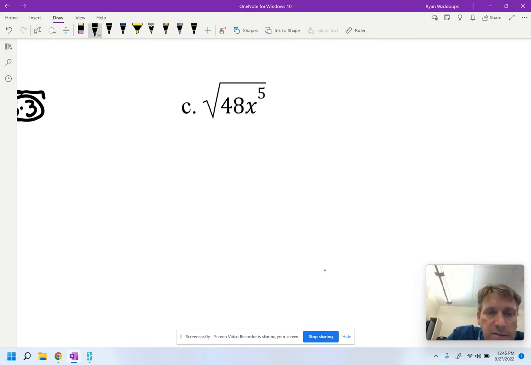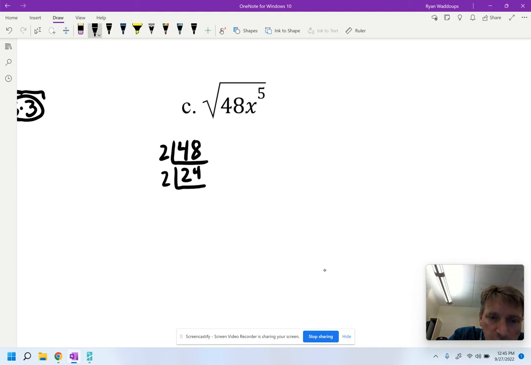So 48x to the fifth. So I'm going to take 48. 2 goes into 48 24 times. 2 goes into 24 12 times. 2 goes into 12 6 times. And 2 goes into 6 3 times. 3 is a prime number, so we're done.